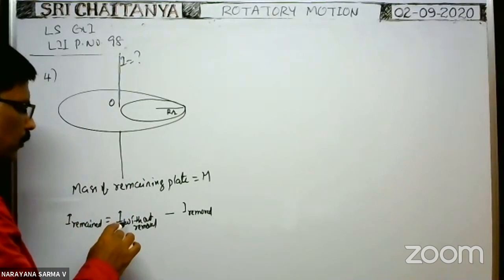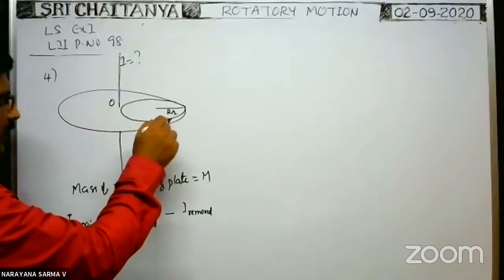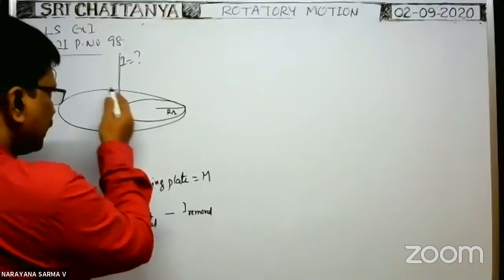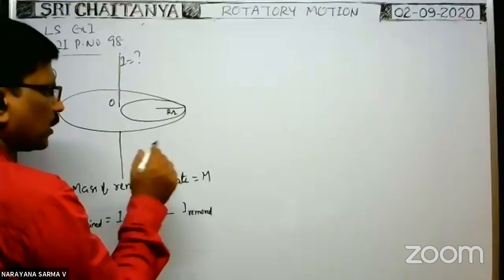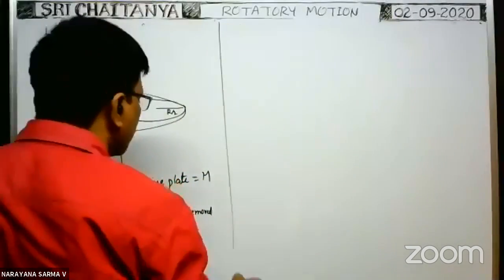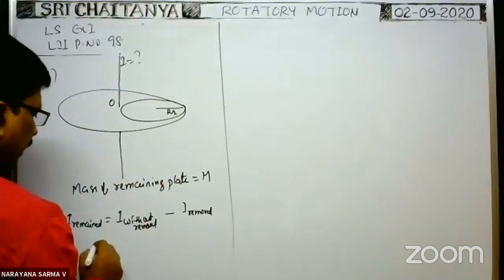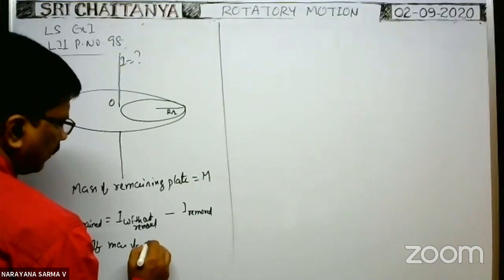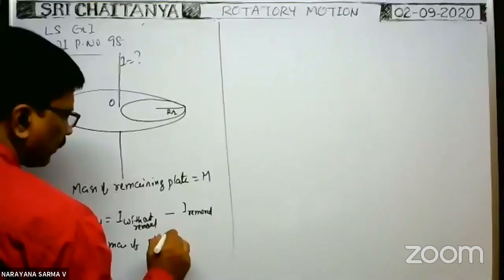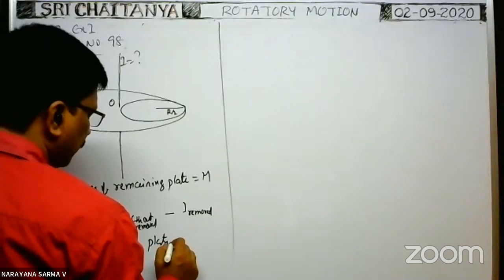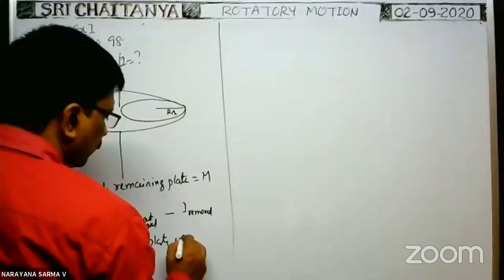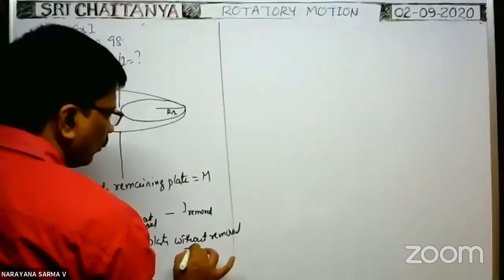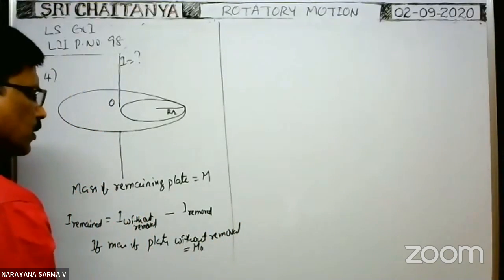Okay, in order to find the moment of inertia of the entire total disc, we need the mass of the entire disc. No, we are given mass of only this part of the disc, remained part only. So suppose the mass of the entire part, mass of circular plate, mass of plate without removal is equal to say m0.